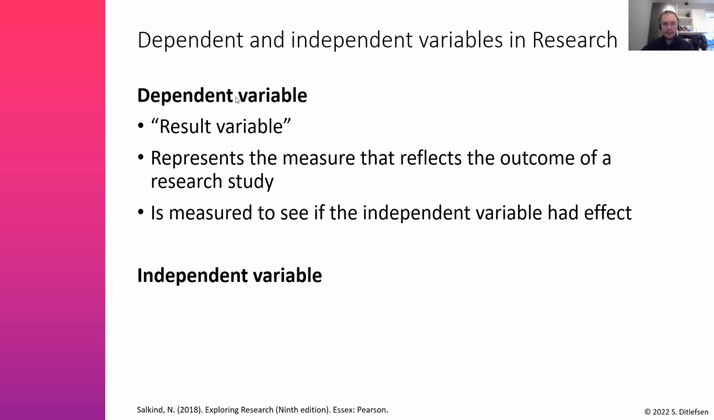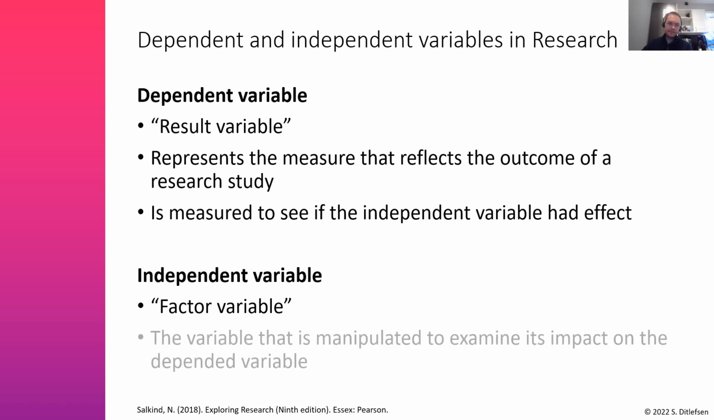Okay. Dependent variable, result variable, number of boxes. Represent the measures that reflects the outcome of a research study. Is measured to see if the independent variable had effect. So independent variable is called a factor variable. So it's a factor that we change. The variable that is manipulated to examine its impact on the dependent variable.